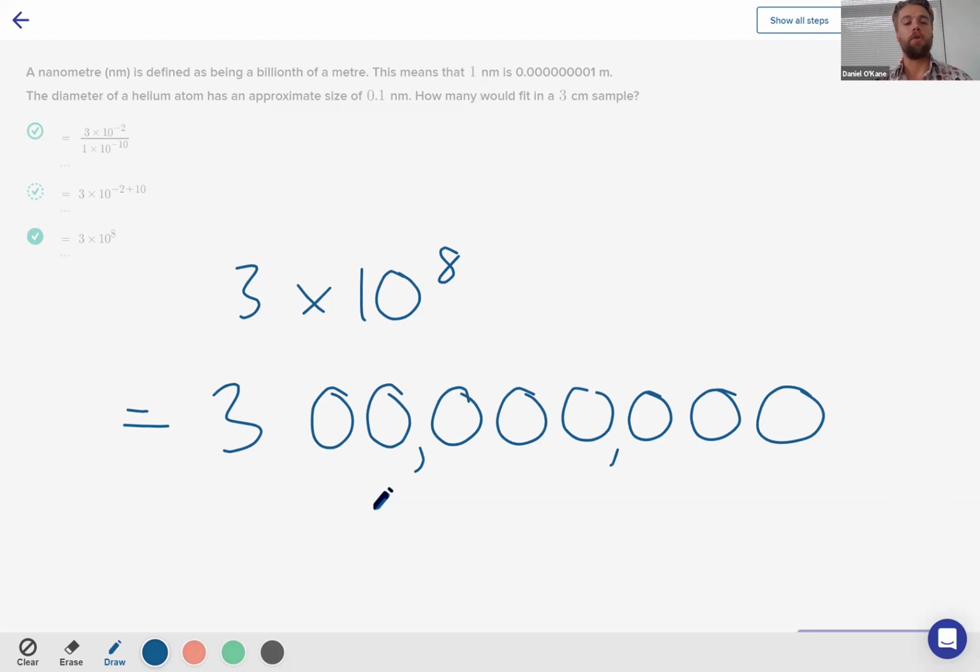And so that's how you can use it. Have I done that wrong? 1, 2, 3, 4, 5, 6, 7, 8. Oh, no, I'm right. Yeah, okay. So, yeah, 300 million of these atoms.